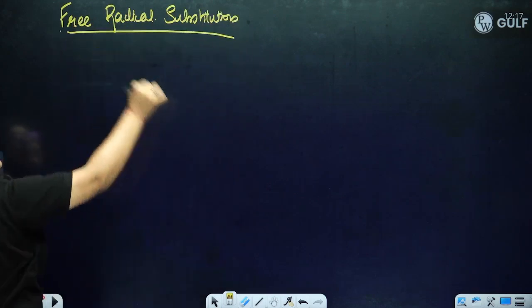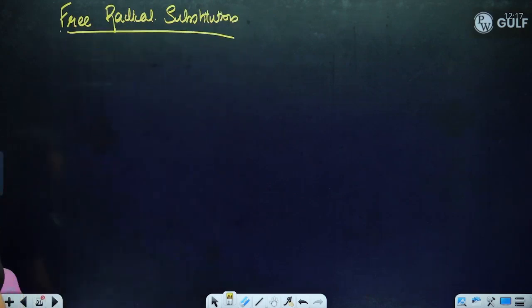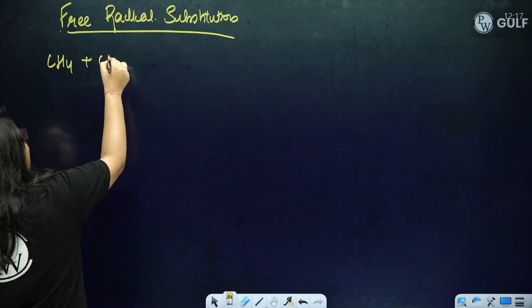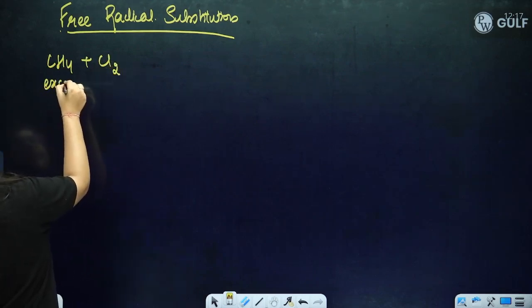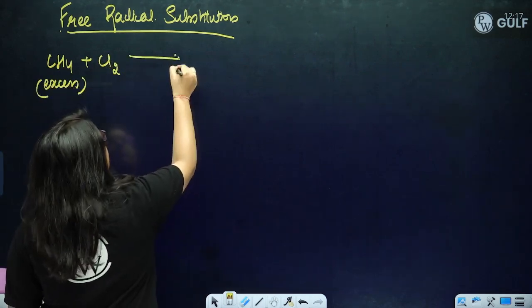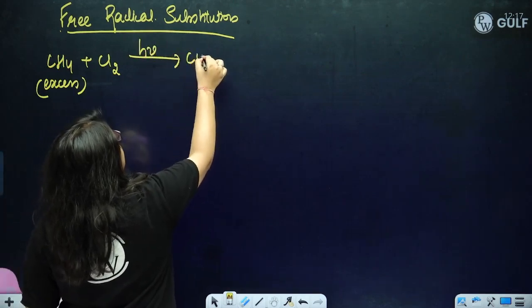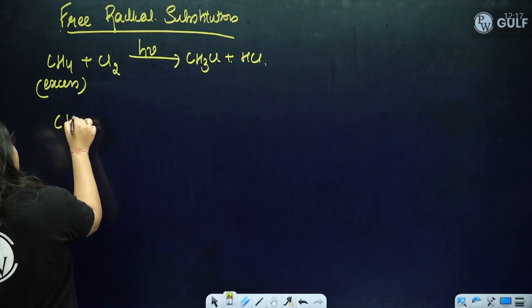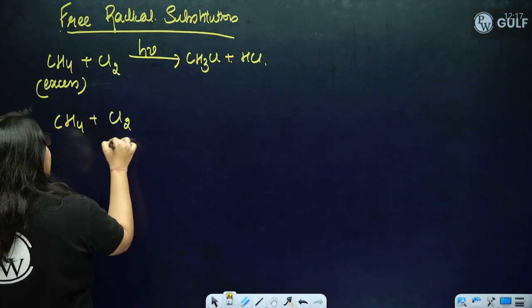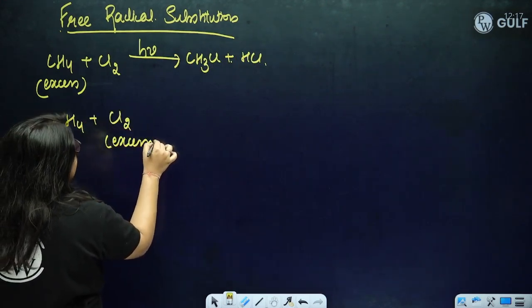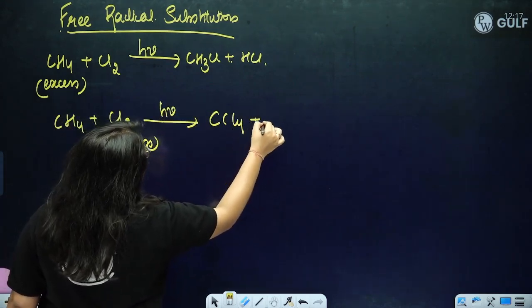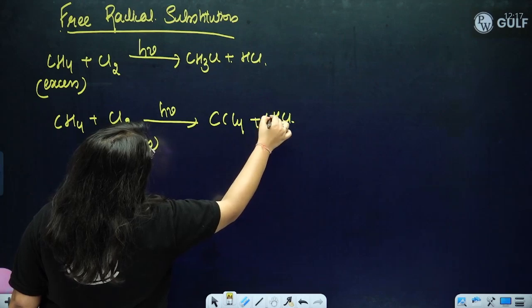So as you know that they are capable of undergoing free radical substitution, you know that free radical is formed over here. Now, how does this take place, beta? When CH4 is in excess and treated with chlorine in the presence of sunlight, you will get CH3Cl plus HCl. But when chlorine is in excess, in the presence of h nu, you will get carbon tetrachloride plus HCl.